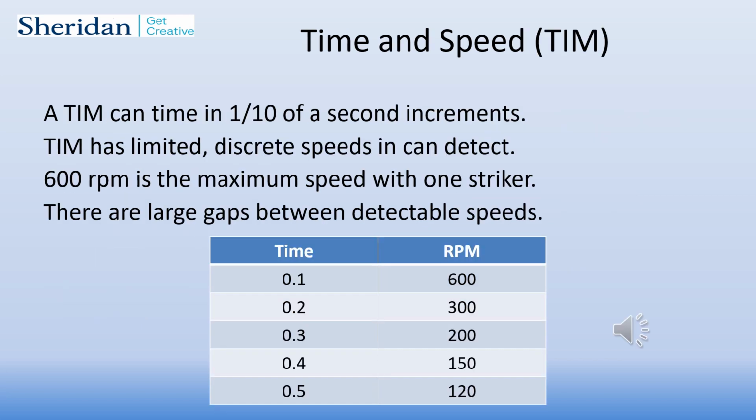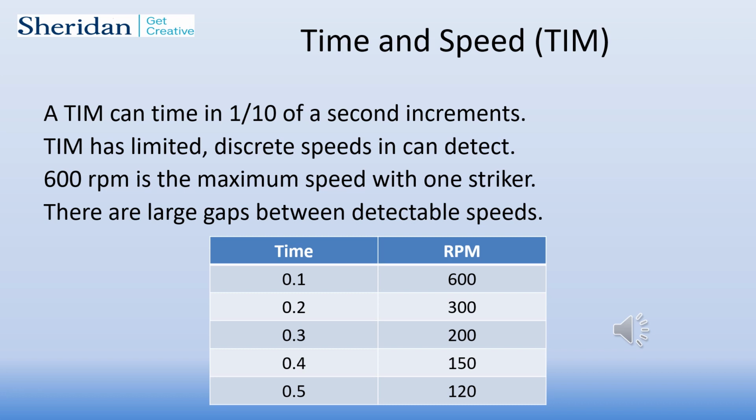The standard TIM timer can time right down to 1/10 of a second, but that is the smallest increment of time it can actually measure. Therefore, the TIM has limited discrete speeds it can detect, because that is a large amount of time with respect to PLC timing. 600 RPM is the maximum speed with one striker that you can measure using a TIM timer. And as you can see with the chart below, there are large gaps between detectable speeds. The smallest time being 0.1, which is 1/10 of a second, is the lowest usable time on a TIM timer.